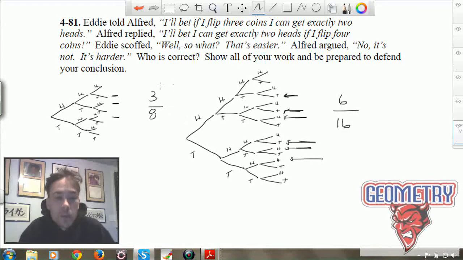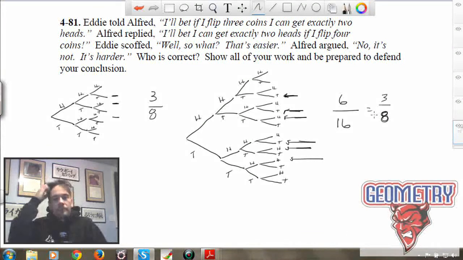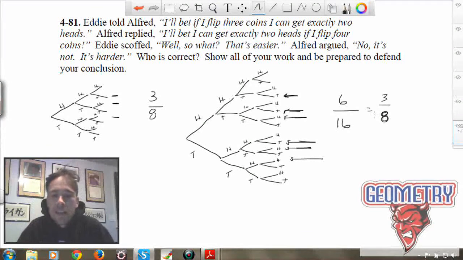Okay, so this one is a 3/8 chance of happening, and this one is, surprise, a 3/8 chance of happening. So it's not that one is harder than the other, they're actually the same probability. So flipping 3 coins and getting exactly 2 heads is the same probability as flipping 4 coins and getting 2 heads.